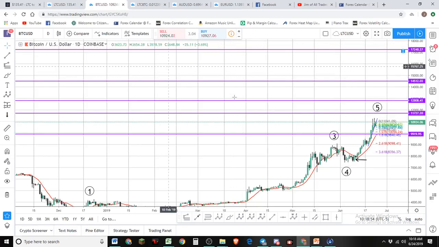All right, so there's Bitcoin. That's kind of our update. Just want you to be ready for downside movement first, in particular, and then to the upside.